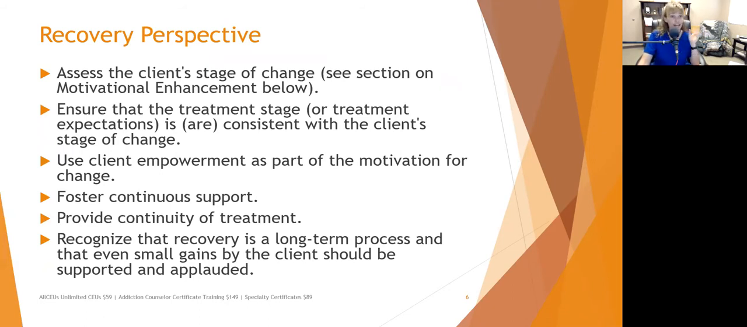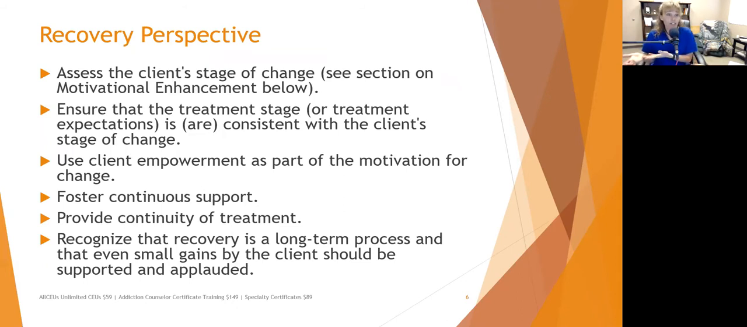But back to the recovery perspective. We need to ensure that the treatment stage is consistent with the client's stage of change. So if the client is in pre-contemplation, which means they don't think they have a problem, then asking them to do in-depth activities to change are kind of futile because they don't think they need to change.